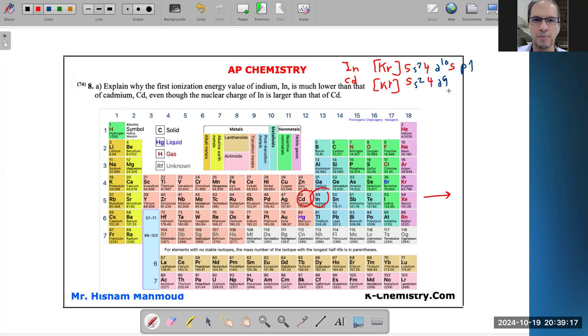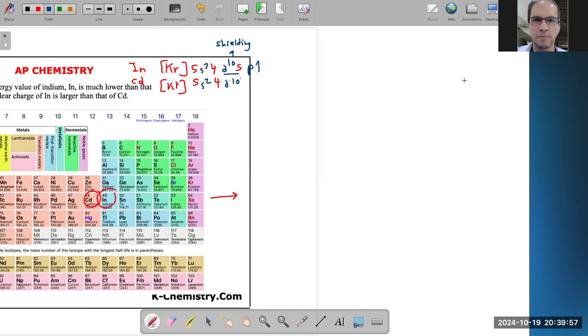Is it easier to remove from the 5p1 or from the 4d10? From the p1. Why, Julian? Because it's not full. And between it and the nucleus, all the d electrons create shielding. When you try to remove the electron from here, this is 5p1, sitting alone, and there is a big shield by the 4d10 electrons, 10 electrons making shielding before the next layer.